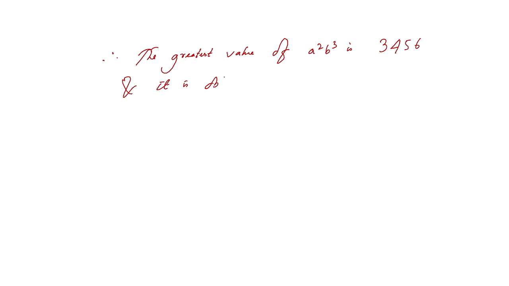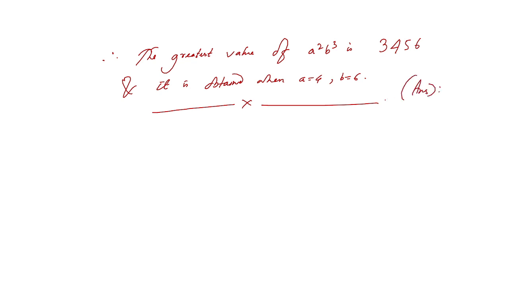So now we write the answer. Therefore, the greatest value of a square b cube is 3456. The nice number 3456, and it is obtained, that means it occurs, when a equals 4 and b equals 6. So this is our answer.